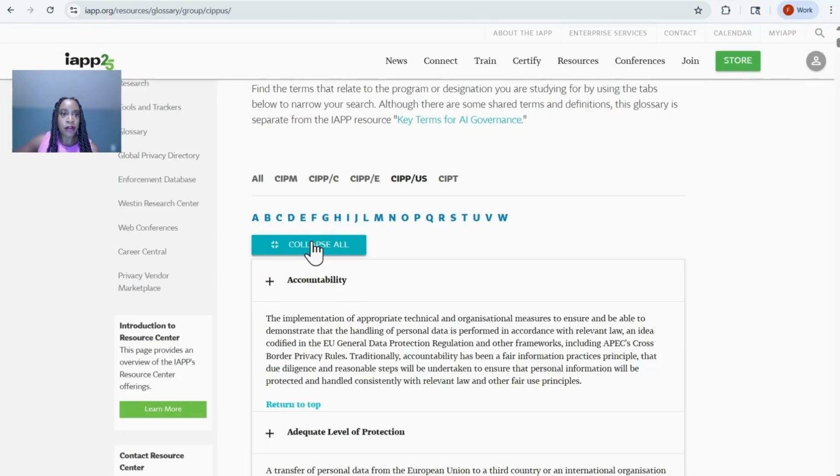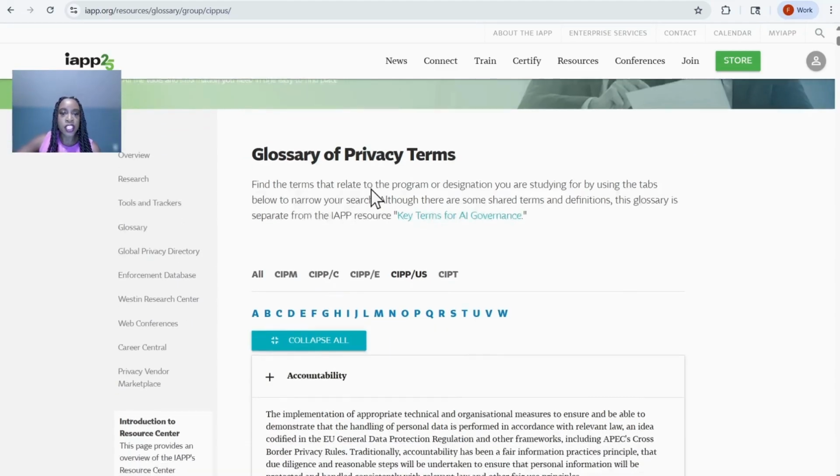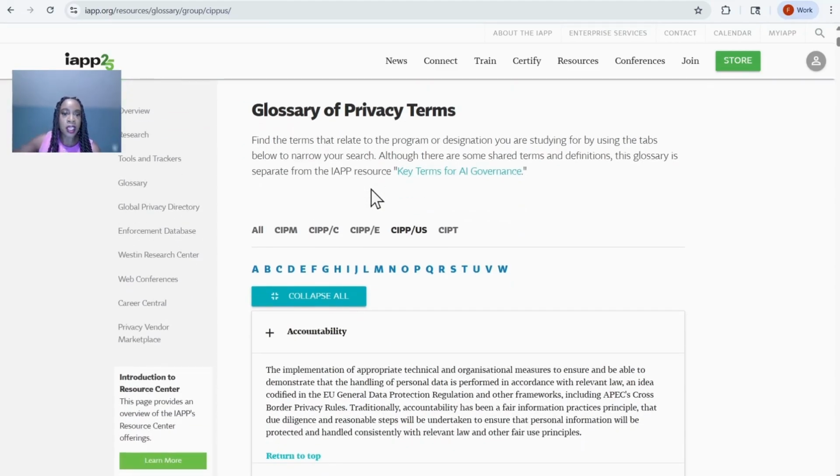So as you're referencing the official IAPP book, let's say you're reading a specific section of the book and you don't understand a term, you can reference between the glossary that's provided here and also the textbook to keep yourself fresh on what the terms mean, because you're going to encounter a lot of these terms throughout.